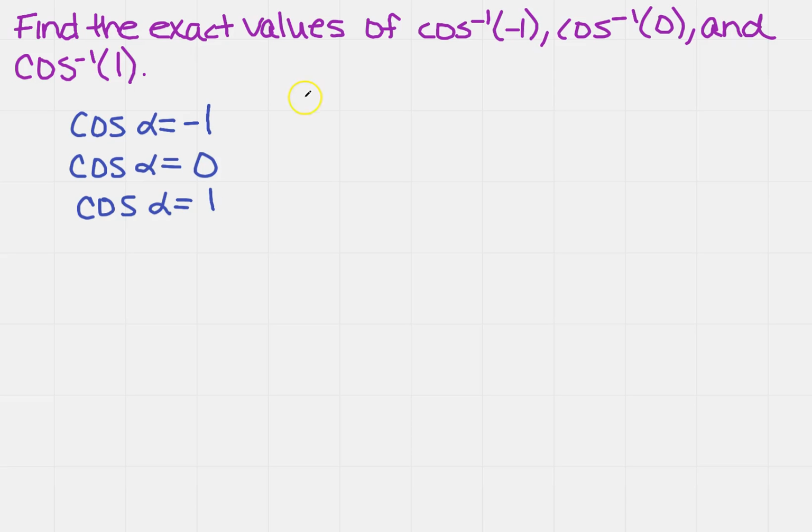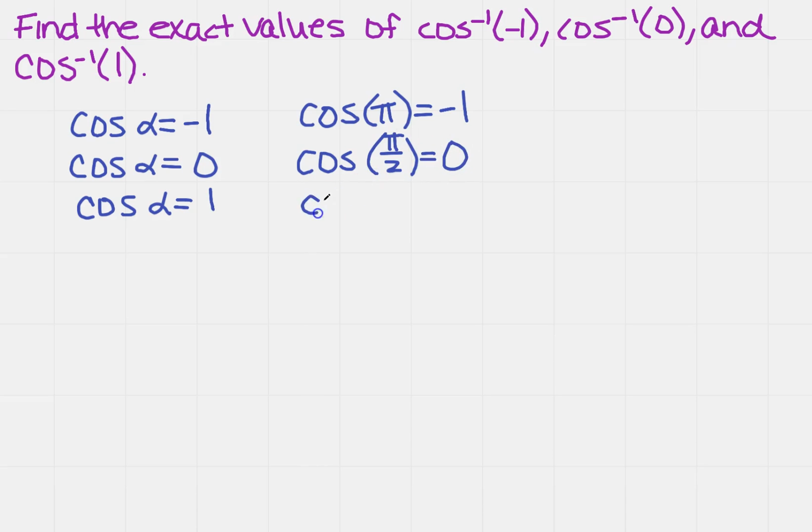So then we know that the cosine of pi equals -1. And then we know that the cosine of pi over 2 equals 0. And the cosine of 0 equals 1. So what does that tell us? Well, now we can plug what we just found out back into the original.